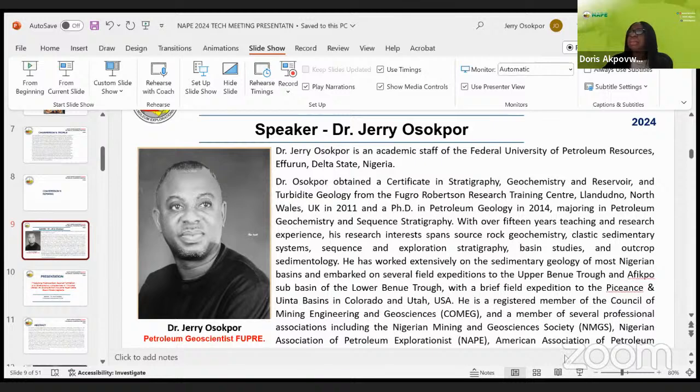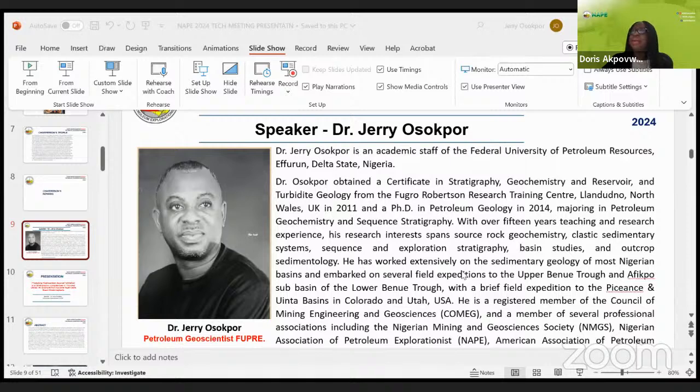Landuno. Where is that? Dr. Osokpor, can you tell me, please, where is that? I just need to know. I don't know where. Is this spelled correctly? Or, I mean, I don't know if I'm the one that is wrong. Yes. It's a Welsh word. If you pronounce it in English, you say Landuno, but as a Welsh word, it's called Llandudno. Okay. North Wales.